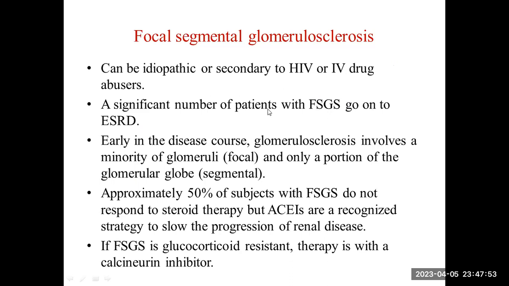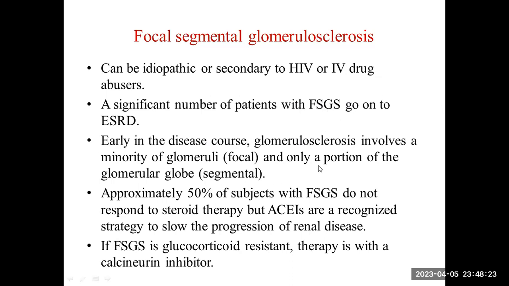rejection, an important cause of dysfunction of the transplanted kidney: recurrence of the original underlying condition. Focused segmental glomerulosclerosis in 30 to 50% of cases has a tendency to relapse and to recur after transplantation. But still, this is not the most common type of glomerulonephritis which recurs after transplantation. The commonest one to recur after transplantation is membranoproliferative, and specifically type 2, membranoproliferative type 2 glomerulonephritis.